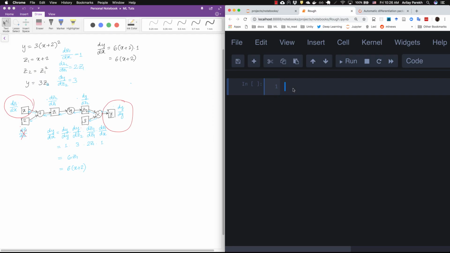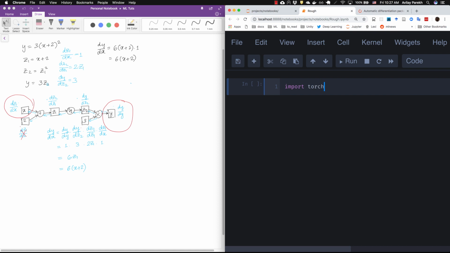Now that we've seen the underpinnings of how backpropagation works, let's see it in action in PyTorch. So here's our equation, y equals 3 times (x plus 2) whole squared, and dy dx equals 6 times (x plus 2). So for x equals 1, dy dx is going to be 6 times 3, which is 18. So we'll see this in action in PyTorch. And if you have not installed PyTorch, head over to pytorch.org, and they have instructions of how to install PyTorch for your platform.